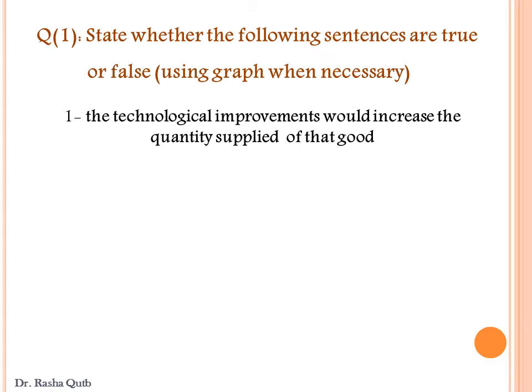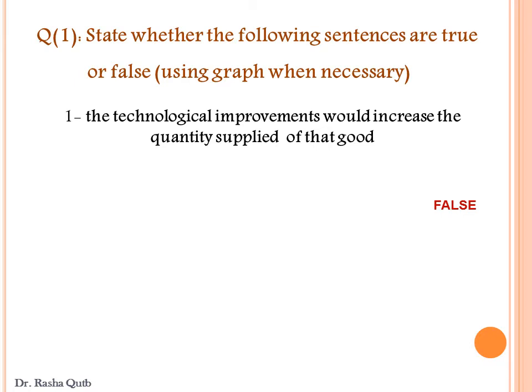Number 1. The technological improvement would increase the quantity supplied of that good. This sentence is false. Why? Because the technological improvements would increase the supply of the good, not the quantity supplied.